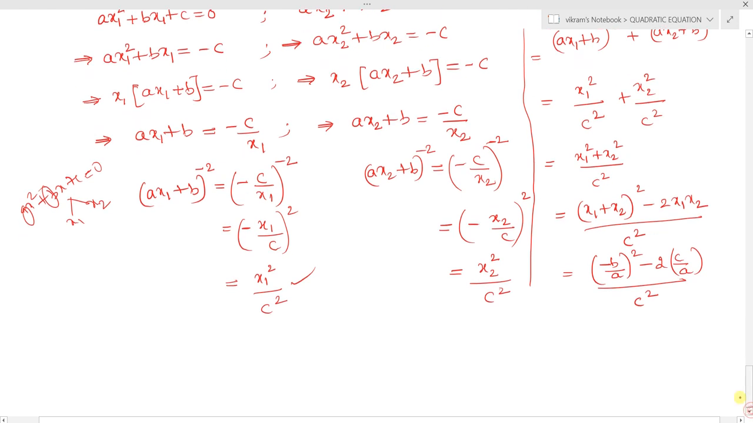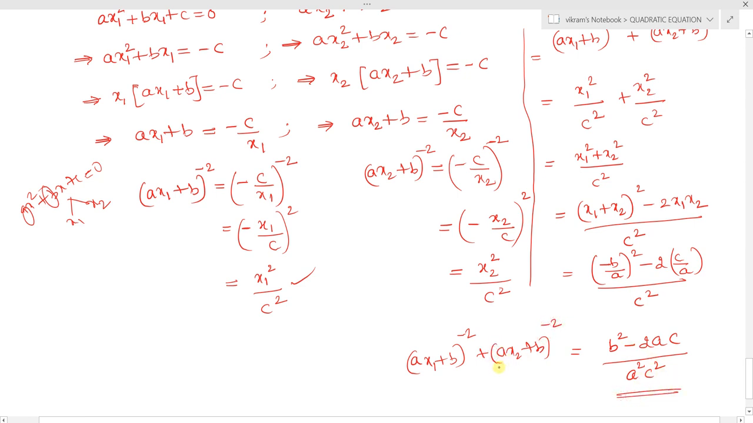Then the resultant is b square minus 2ac by a square, with a square put in the denominator, so we get b square minus 2ac by a square c square, which is our required result for (ax1 + b)^(-2) plus (ax2 + b)^(-2). I think you understand this.